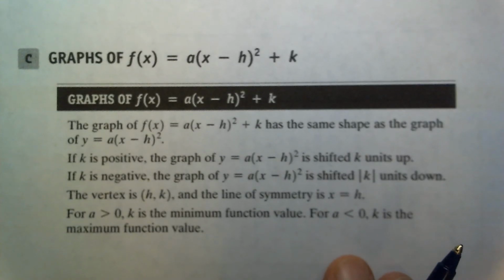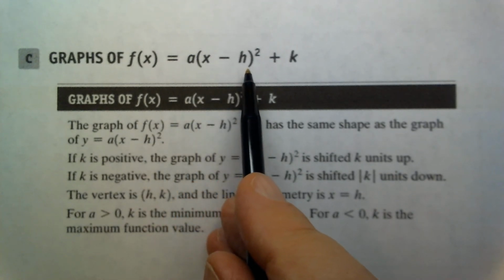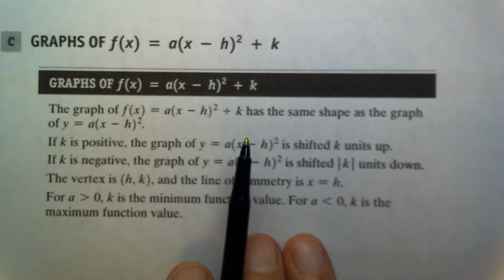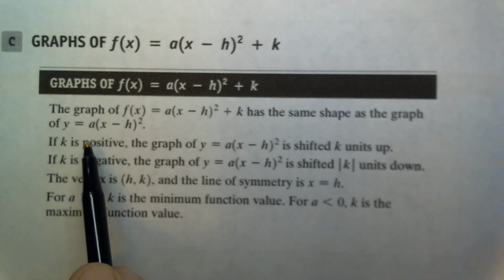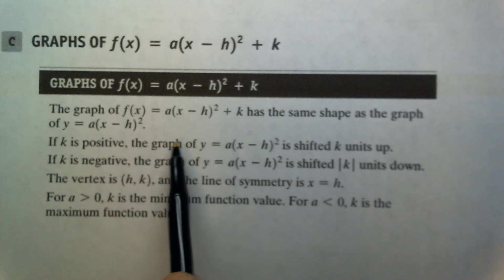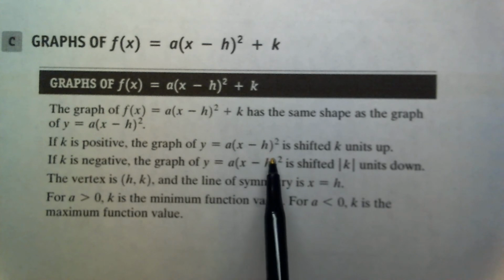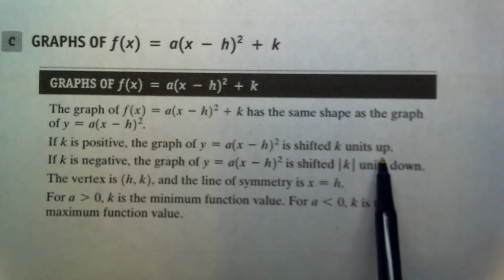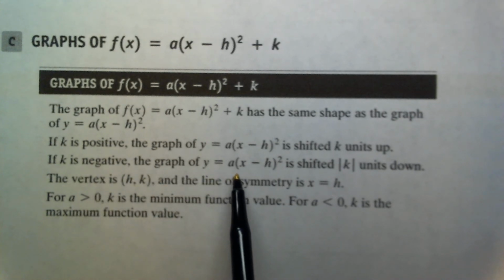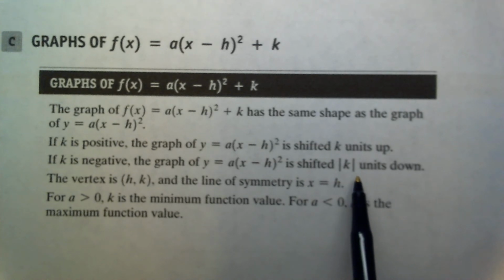The third objective for this section is the graph of f of x equals a times (x minus h) quantity squared plus k. And so the graph of that has the same shape as the graph of y equals a times (x minus h) quantity squared. But for a positive k, the graph of a times (x minus h) quantity squared is shifted k units up. And if k is negative, the graph of y equals a times (x minus h) quantity squared is shifted k units down, absolute value of k units down.